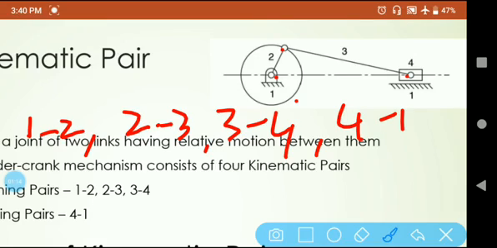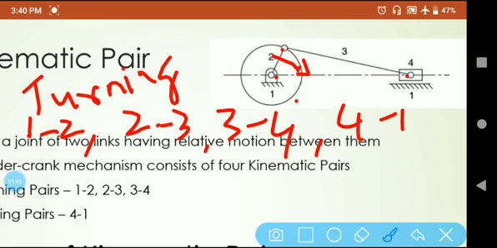Also, these pairs have a particular type of relative motion. In the case of a slider crank mechanism, link 1 and 2: link 1 is the frame which is stationary, link 2 is rotating. So link 2 rotates with respect to link 1. So that pair is known as a turning pair. Pair 1 2 is a turning pair.